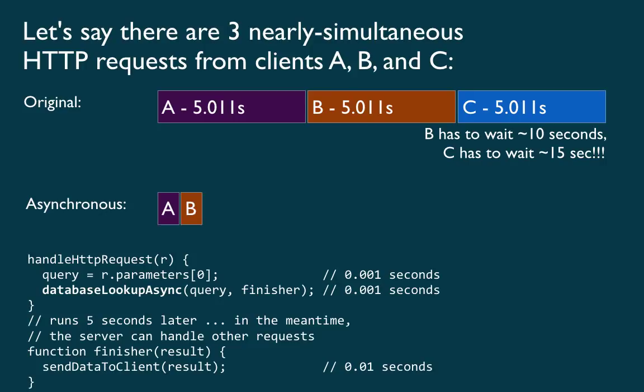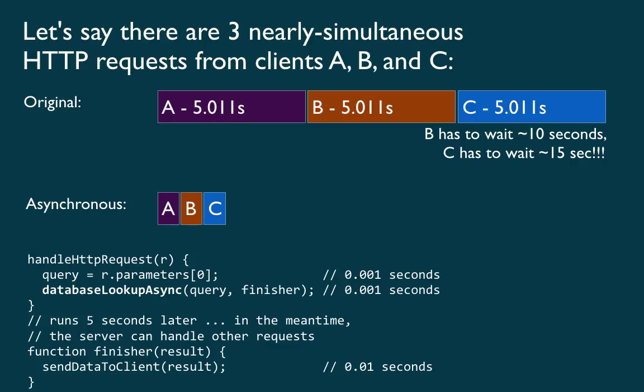So that means that B can be handled right away. B is handled right away, dispatches the database, and it's done. And now C is handled right away. Dispatches the database using database lookup async, and it's done. So A, B, and C are done pretty much instantaneously. These boxes are kind of wide because I couldn't draw them super narrow because I need to fit the letters. But imagine they're all done within 0.001 something seconds.